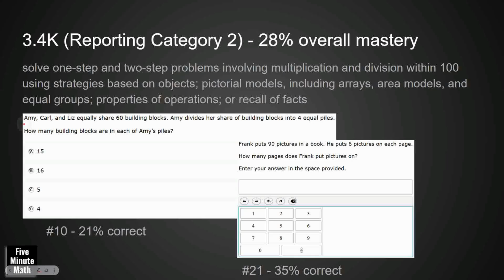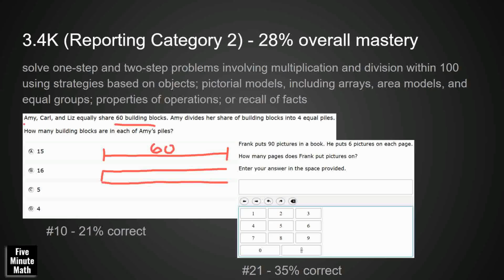First, what we needed to do is take our total, 60 blocks. So let's take our total, 60, and we're going to split it up between Amy, Carl, and Liz. So this is step one. We're going to take our total 60, and split it up into three equal groups. And let's call this Amy, Carl, and Liz.